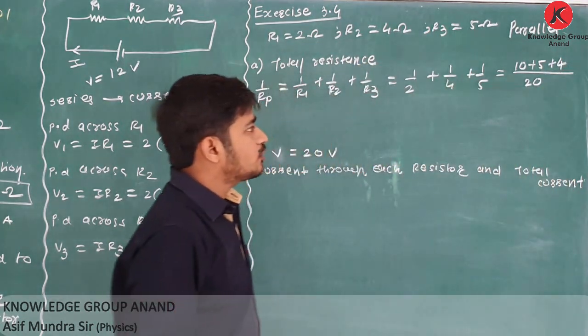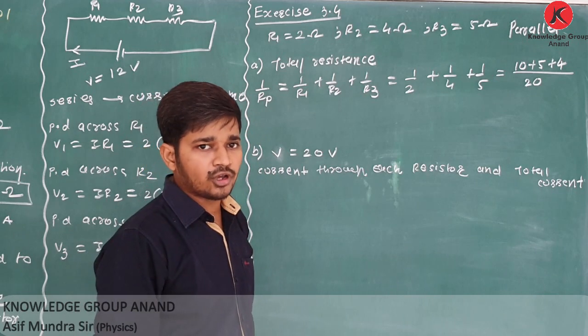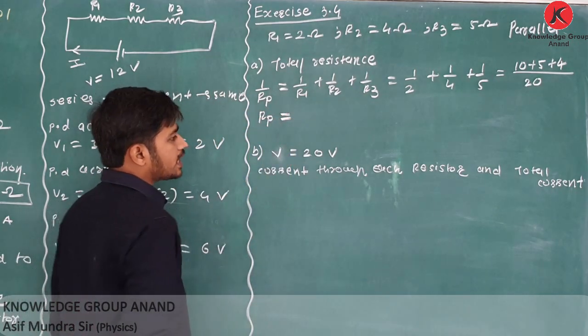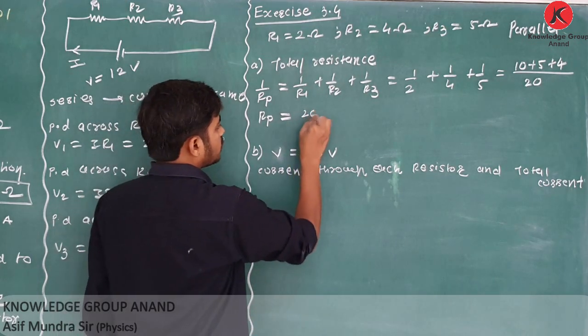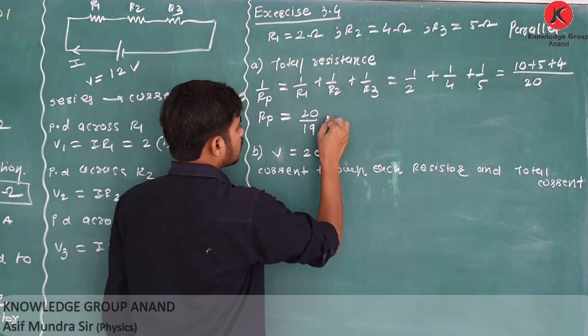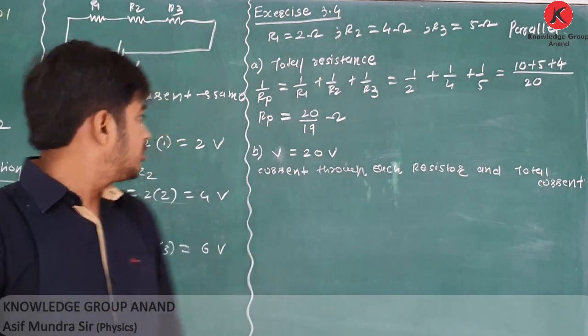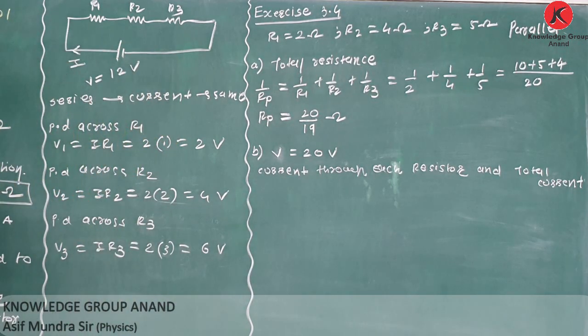So it is 10 plus 5 plus 4, which is 19 by 20. But if you want to find RP, don't forget to take its inverse. RP is equal to 20 by 19 ohm. Clear about this? So the resistance Rp is equal to 20 upon 19 ohm.